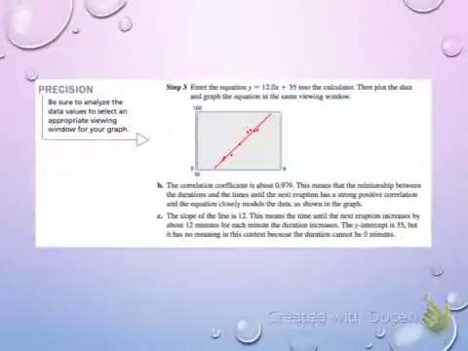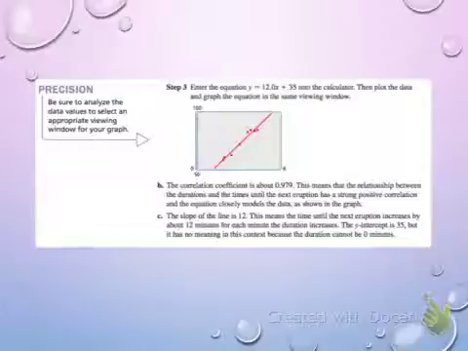So our step 3 is we're going to enter that equation into the calculator, then plot the data and graph the equation in the same viewing window. The correlation coefficient is about 0.979. This means that the relationship between the duration and the times until the next eruption has a pretty strong positive correlation, and the equation closely models that data as it's shown in the graph here.